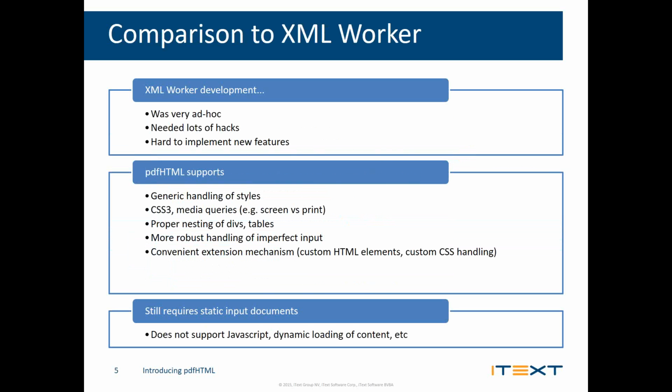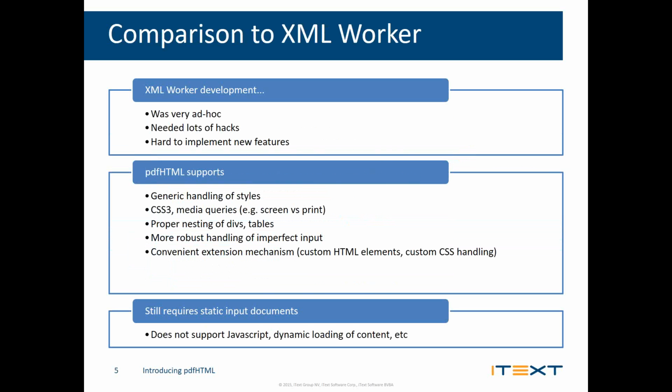Also, a big problem in XML Worker was proper nesting of divs and tables, and we're confident that has been resolved. And imperfect inputs: if it's not perfectly XHTML, it's also a lot easier for users to just input that and get something reasonable back, like you would in a browser. There's also an extension mechanism for custom HTML elements or custom use of the standard HTML elements. And the same thing with CSS attributes.